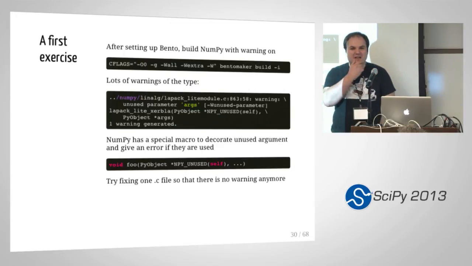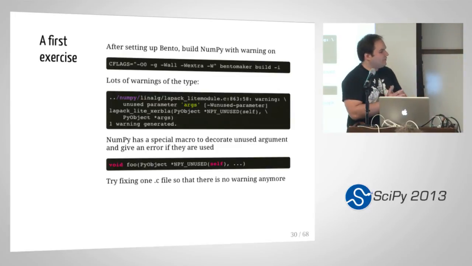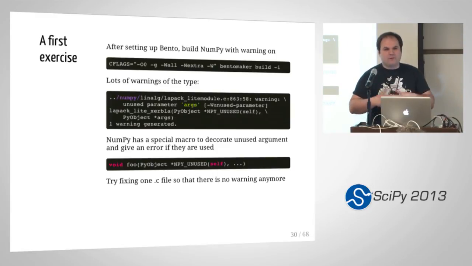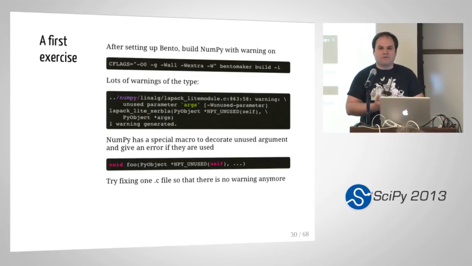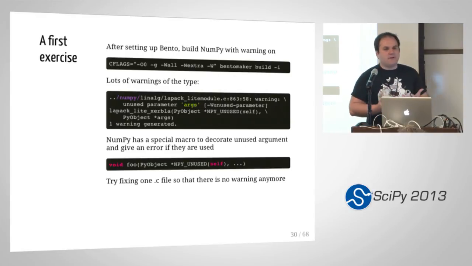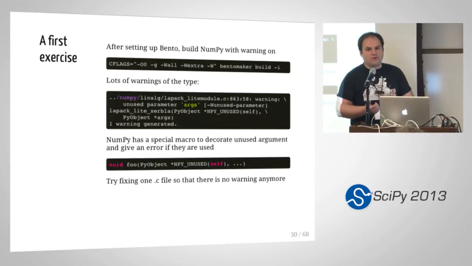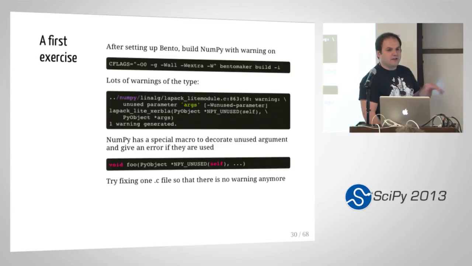Okay, so since pretty much every exercise after this one will deal with building NumPy, it's important to be able to build it first. So one first very easy exercise, mostly to make sure that everybody gets the environment set up, is to just try to build NumPy from a NumPy checkout. And you can see that if you build it with a few warning flags, you get a lot of warnings. So for the first exercise, the goal is to look at one file with 1 or 2 warnings and try to fix them using Bento.